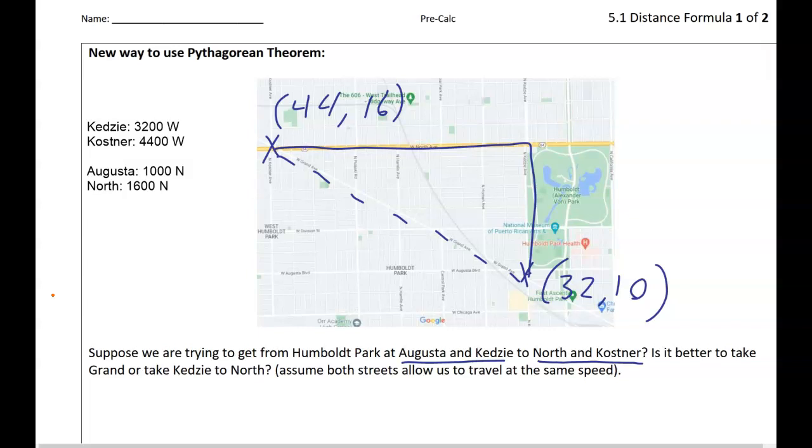Grand does not have a consistent number because it runs diagonally over here. So let's see. This side would be 16 minus 10, which would be 6 units. And this side would be 44 minus 32, which would be 12 units. 12 blocks, really. So I have 12 blocks for one side, 6 blocks for the other side. So we just figured out Humboldt Park is 6 blocks long, which is about right. And we want to know how many blocks is this diagonal.